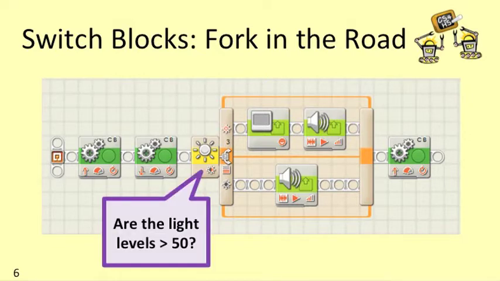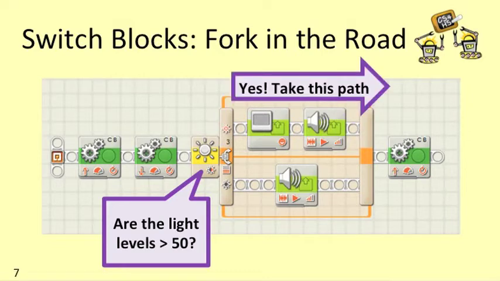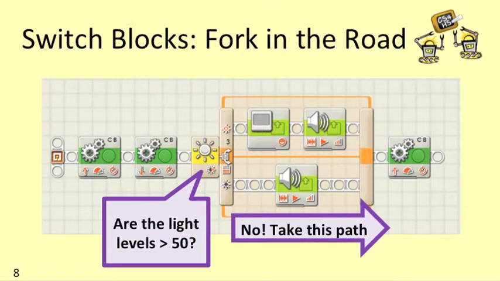For example, the switch block depicted here is dependent on the state of the light sensor. If, when we arrive at this switch block, the sensor detects a lot of light in the room, the NXT will execute only those blocks that are on the top path and ignore any blocks on the bottom. But if the room is dark, then the NXT will execute only those blocks that are on the bottom path and ignore any blocks on the top.